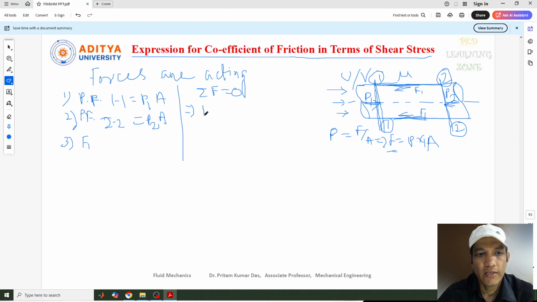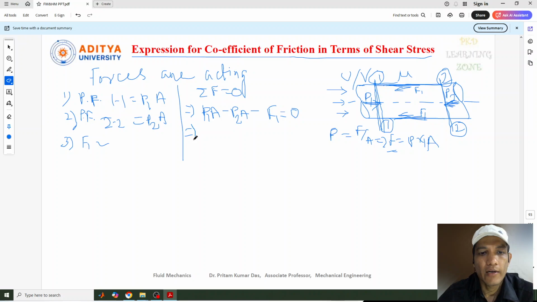Here one force is P1 A, and this one is in the opposite direction, opposing the fluid flow. So we can consider this as minus P2 A, and next is F1, a frictional force. This is also in the reverse direction, equal to 0.